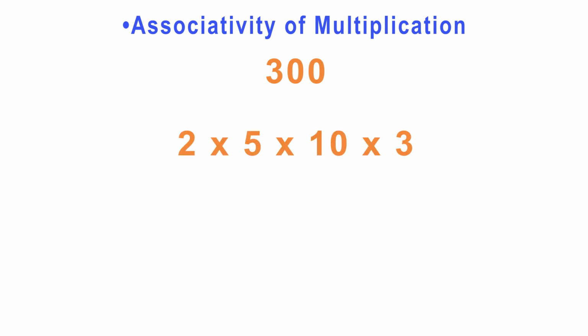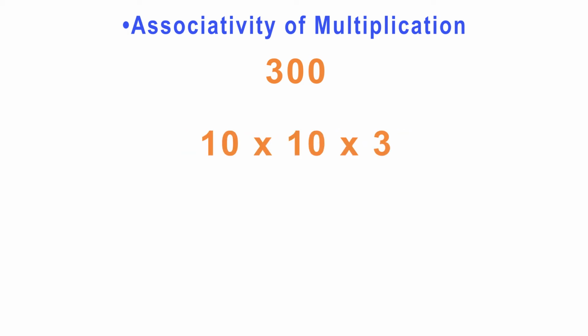The same property holds valid for multiplication as well. For example, 2 multiplied by 3 multiplied by 10 multiplied by 5 can be calculated by multiplying 2 into 3, and the result by 10 and finally by 5. The same problem can be calculated by multiplying 2 by 5, and the result by 10 and then finally by 3.